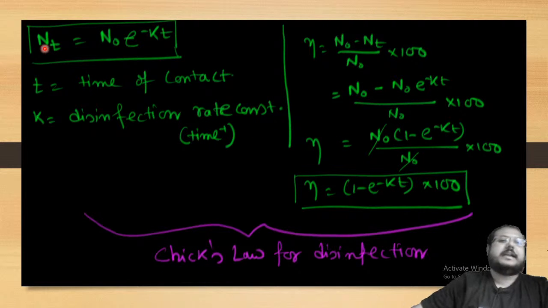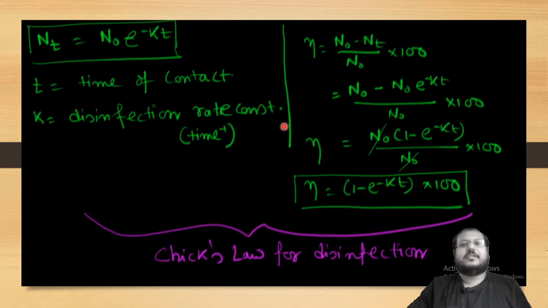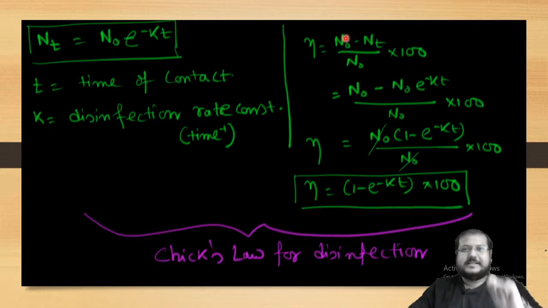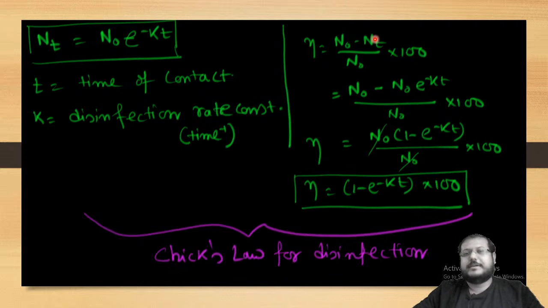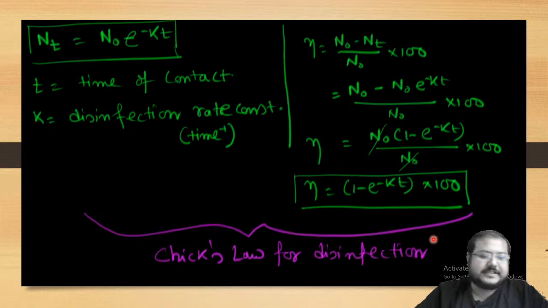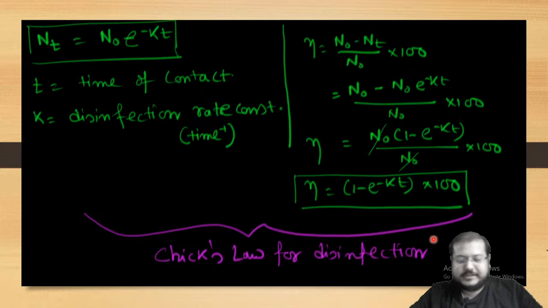And this is defined by Nt equals N naught into e to the power minus kt, where t is the time of contact and k is the disinfection rate constant. The minus sign is there because as time increases, the number of microorganisms decreases. We know that efficiency is (N naught minus Nt) by N naught into 100. If you replace Nt by N naught e to the power minus kt, finally you get eta equals 1 minus e to the power minus kt, into 100. As per this plot, these are called Fick's law for disinfection process.